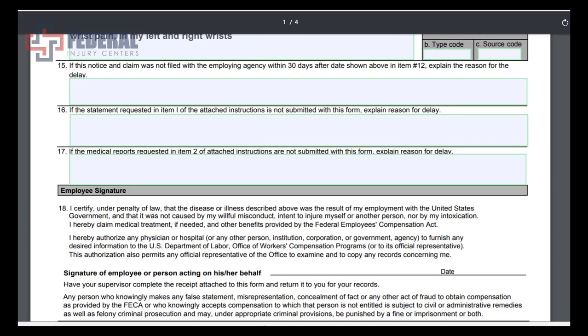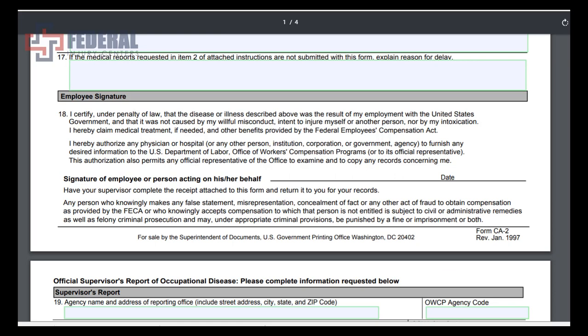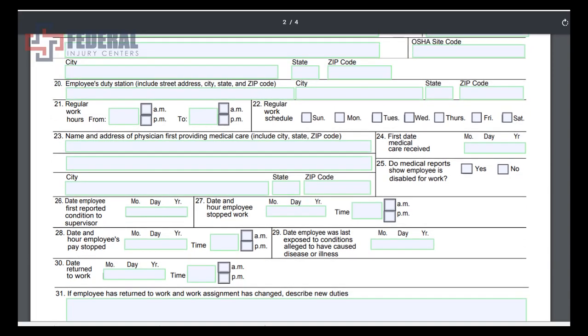You will need to have all of the medical information submitted, otherwise your claim will never get accepted. In box 18, you will have to certify and sign, so please make sure that everything you put in there is accurate because you will be signing your name to it. As I stated before, once you've completed your employee statement or your CA35 factual data supplemental information, you can go ahead and take page 1 of the CA2 and bring it to your supervisor.